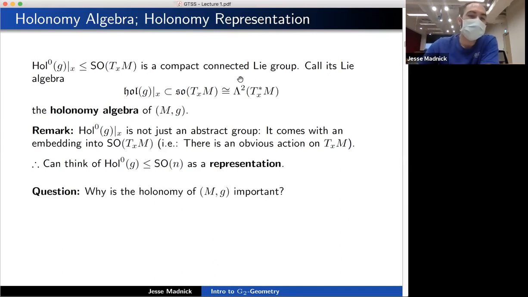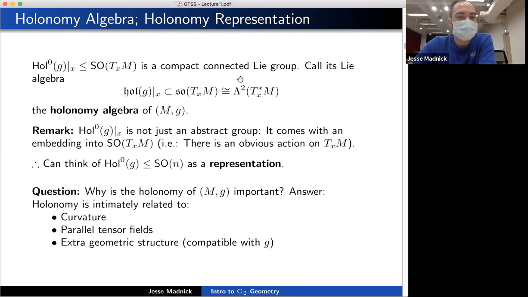Okay, so who cares, right? Well, why is the holonomy group of a Riemannian manifold interesting or important? What does it tell us? So the answer is that it tells you at least three things. So it's related to the curvature of your manifold. It's related to the presence of parallel tensor fields or parallel spinor fields, and it's also related to the presence of extra geometric structure. So extra structure on your manifold that is compatible with your metric. Okay, so I want to discuss each of those to give you a sense that this really is something we should care about.